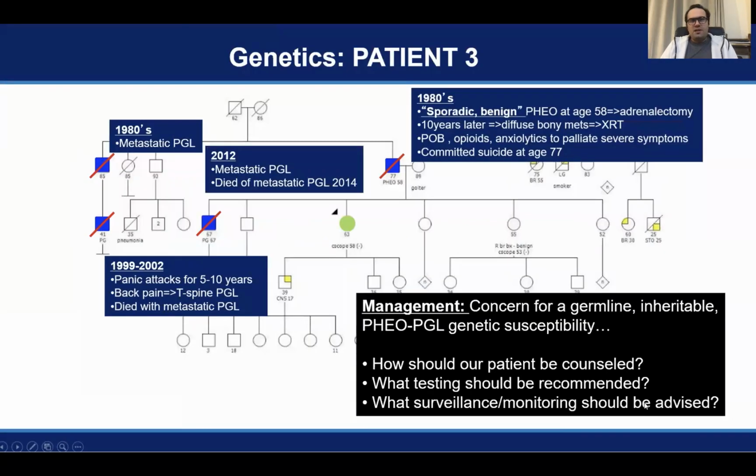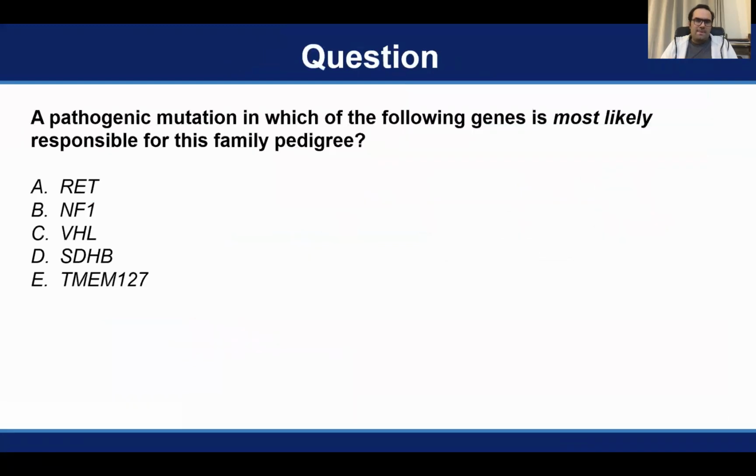Now, this is patient 3, and this is interesting and a bit difficult to understand. Now, we are talking about this patient, and many of the relatives here, you can see, had Pheo or a PGL. So we should understand that it is inheritable Pheo-PGL, and there is high genetic susceptibility. And how should we counsel this patient?